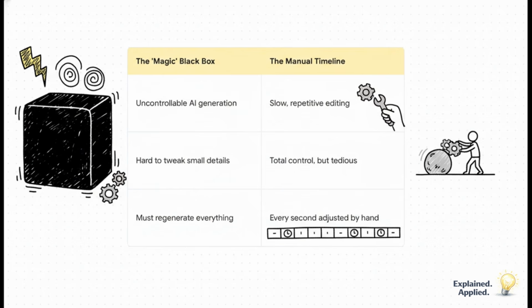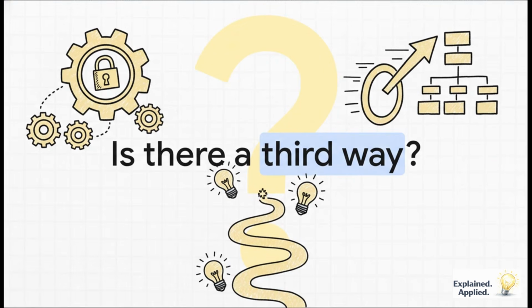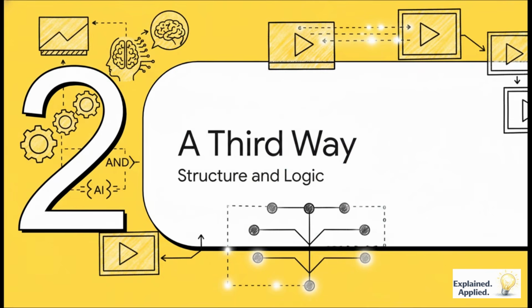Then, on the other side, there's the classic timeline. Here you have all the control in the world, but man, is it tedious. You're literally adjusting every single second by hand. It's just so slow. So you have to ask, right? Is there a better way? Is there some middle ground that gives us the best of both worlds, both the control and the efficiency? And you know what? The answer is a resounding yes. There is a third way. And it's an approach built not on magic and not on manual labor, but on pure structure and logic. We're talking about building video programmatically.